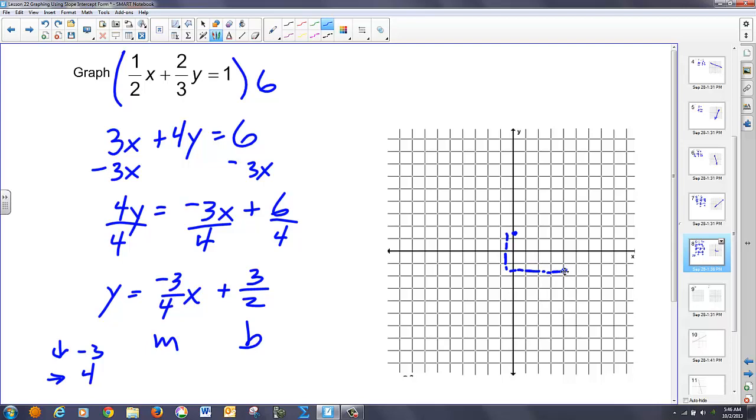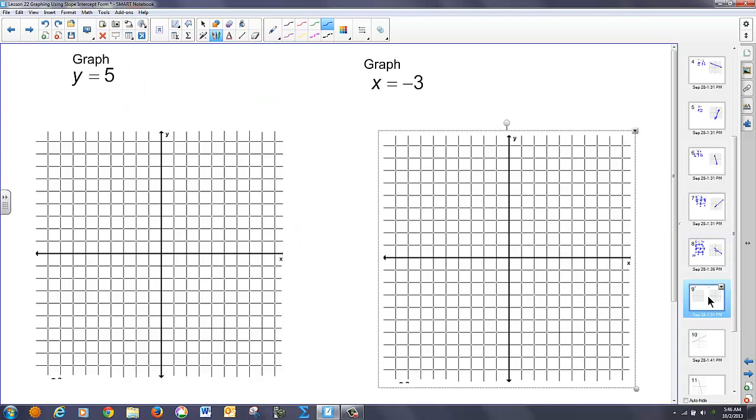I go down 3 again, 1, 2, 3, over 1, 2, 3, 4. Again, you'll notice my dot does not go on an intersection, it goes in the middle of the square, and I connect the dots. So this is a little bit more of an estimation because you're not going through exact values, but it's a pretty good representation of the line.